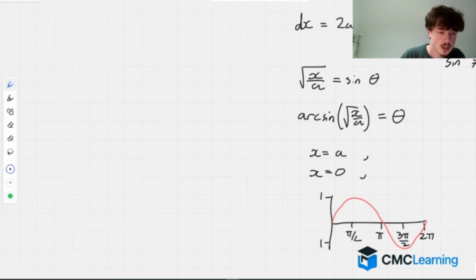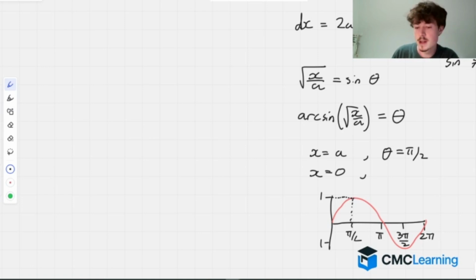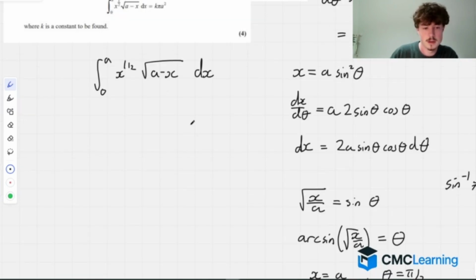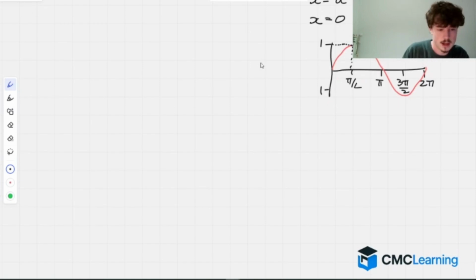Now, when we substitute in x equals a into this equation, we get a over a equals 1, and the root of 1. So we can look at this diagram here and work out when we have an answer of 1, we can do a dotted line here to 1 and down and find out that theta equals pi over 2. Next, for 0, we can look where it's first 0, and we find it is 0 immediately at 0. So theta equals 0. So now we have our limits. We are going to substitute in the equation for x into the rest of the equation. This can be seen as the following.